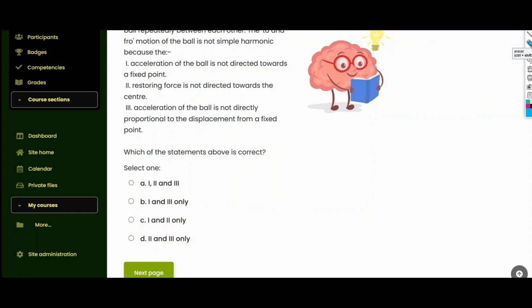Now, option A says the acceleration of the ball is not directed towards a fixed point. So the restoring force is not directed towards the center. Acceleration of the ball is not directly proportional to the displacement from a fixed position. We know that in simple harmonic motion, the acceleration is always directed towards a fixed point, and the direction of acceleration is also the direction of the restoring force, which tends to pull the object towards its center. And the third one says acceleration of the ball is not directly proportional to the displacement from a fixed point.